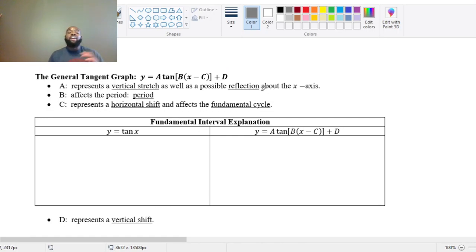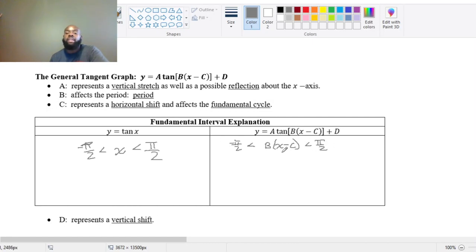And so, unlike the sine and the cosine functions that had a fundamental cycle that started at 0 and went to 2 pi, our tangent function has a fundamental cycle that ranges from negative pi over 2 to pi over 2, not including those since those values are not in the domain. And so to see what happens to the fundamental cycle or interval when we have a general tangent function, we're going to replace this x with b times the quantity x minus c.